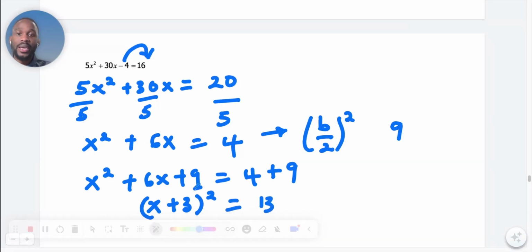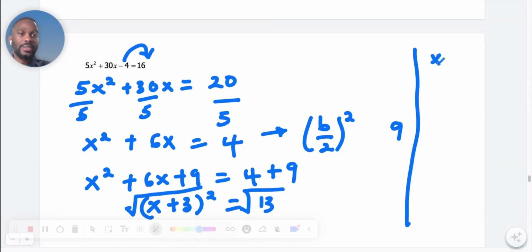So at this point, we get the square root of both sides of the equation, and this would be equal to x plus 3 is equal to plus or minus the root of 13. So x is equal to negative 3 plus or minus the root of 13.